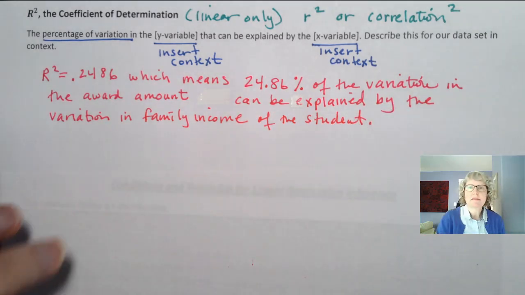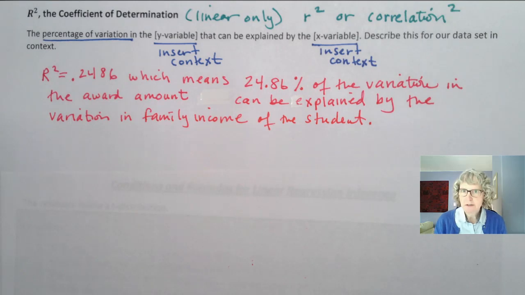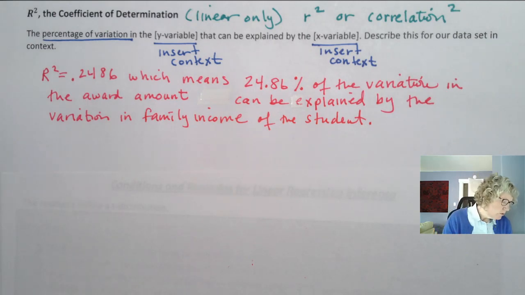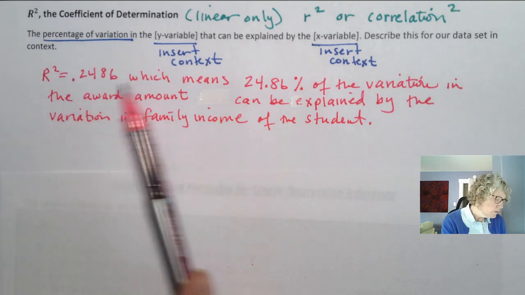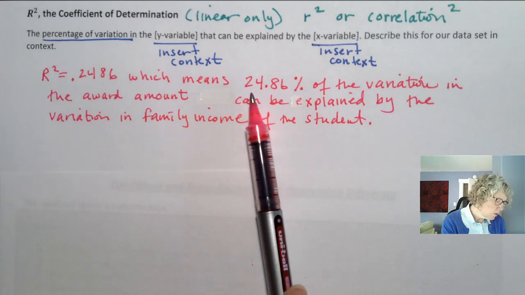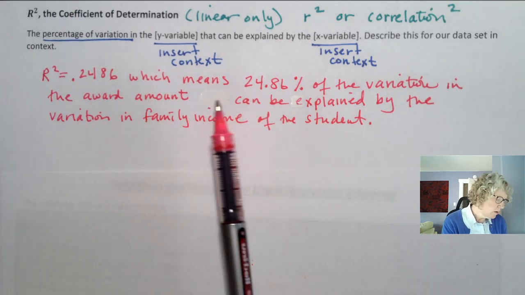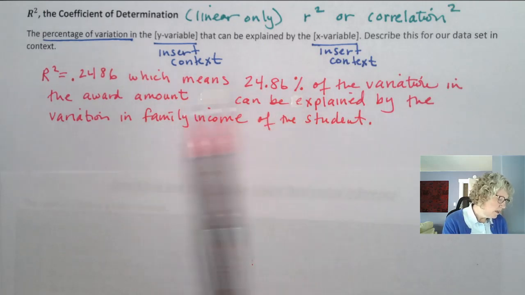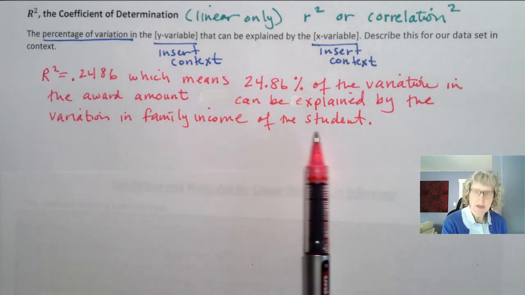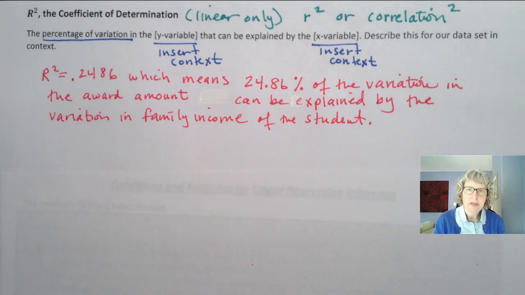Okay, so remember the X values are varying, right? Student to student or family to family. And then the Y values are also varying, okay? So this is taking all that into account. It's saying 24.86% of the variation in the award amount, the Y values, can be explained by the variation in the family income of the student, the X values.